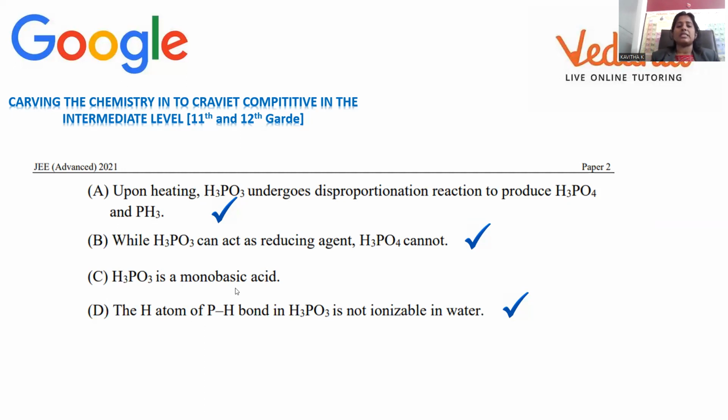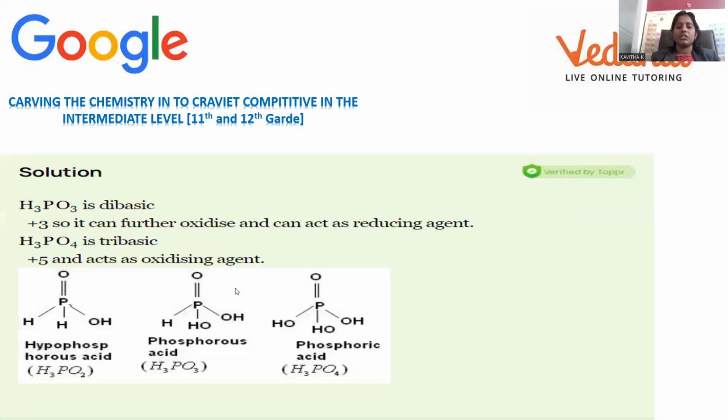H3PO3 is a monobasic acid, they are saying. So just now we saw H3PO3. Is it monobasic or dibasic? Monobasic stands for being able to release 1 H plus. Dibasic stands for being able to release 2 H plus. Tribasic stands for 3 H plus released. But it is the dibasic acid.